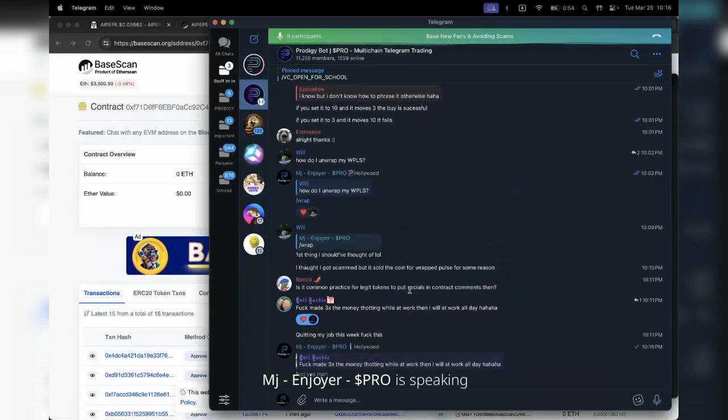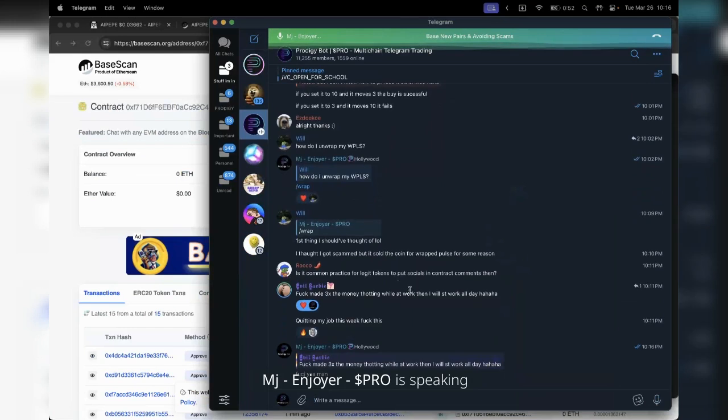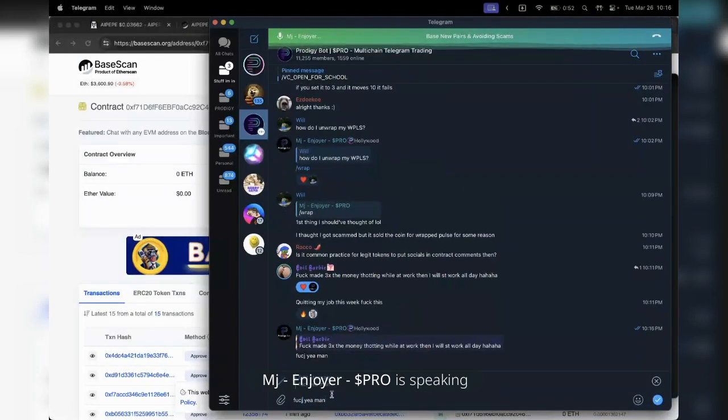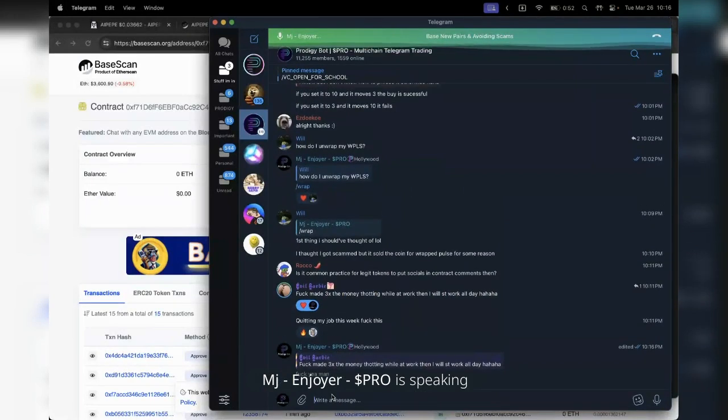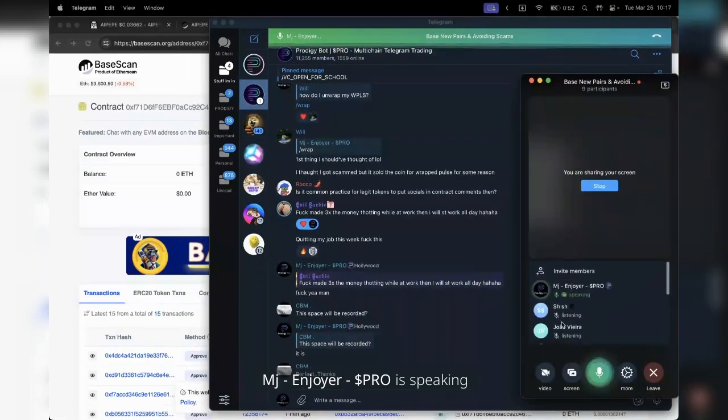Is it common practice for legit tokens to put socials in their contract comments then? I think it's common for medium to large coins too. For the coins that are super insidery, that are super crypto, they call it the cabal, like all the influencers in crypto, they don't really need it because they don't really give a shit if someone needs to read the contract. You're going to find it and you're going to ape it at 10 million, not at 50K. So they would rather not.